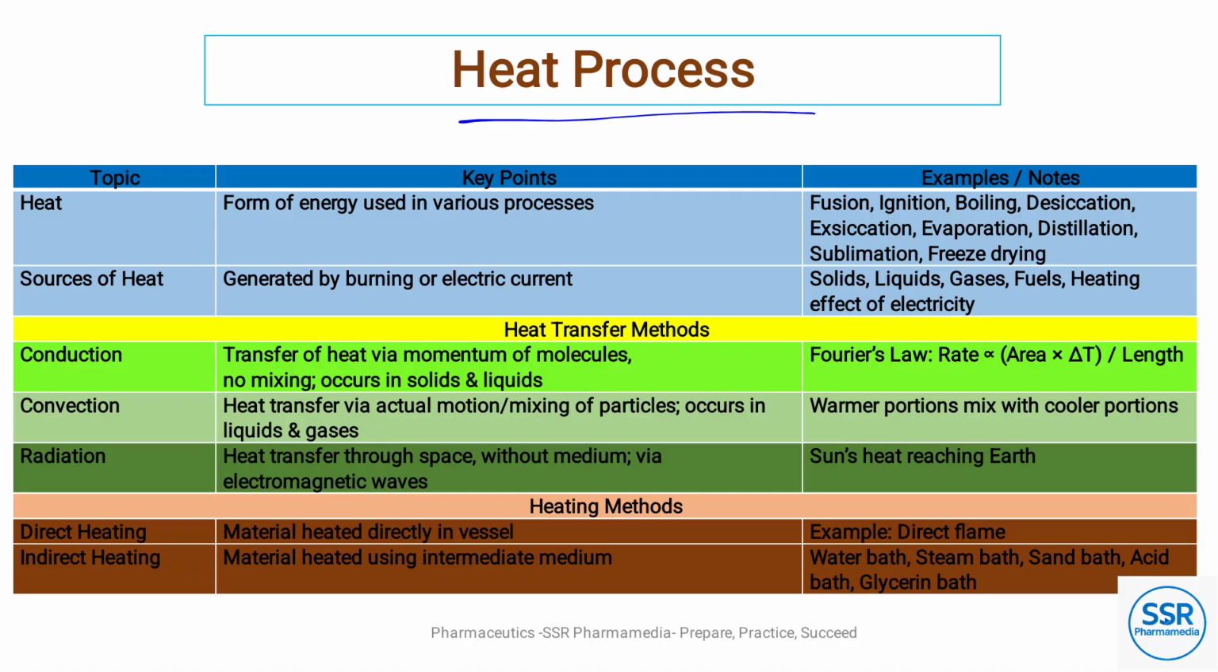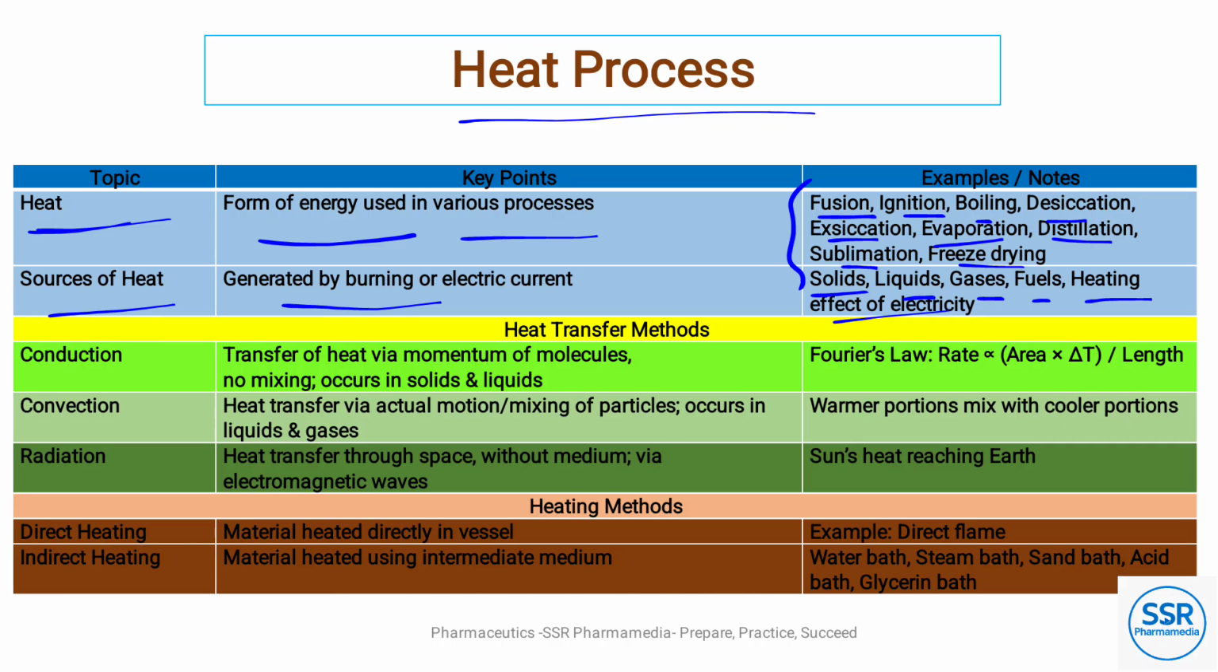So, the heat process. Heat is a form of energy used in various processes. For example, it's used in fusion, ignition, boiling, desiccation, excitation, evaporation, distillation, sublimation, and freeze drying. So for these purposes, we use heat. The source of heat is generated by burning or electrical current. So it is used for evaporating solids, liquids, gas, fuel, heating, and the effect of electricity.